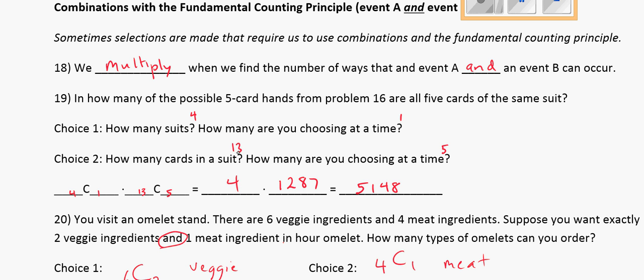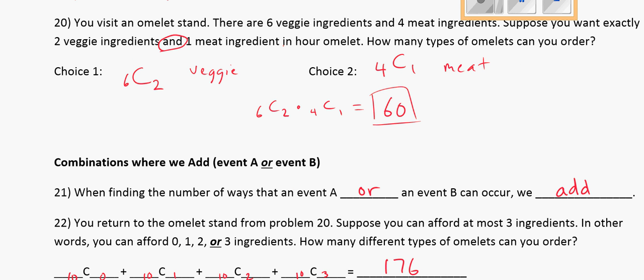How many cards are in a suit? Well, 13. And how many are you choosing at a time? 5 of those, because we're going to have a 5-card hand. So in the first choice, we have 4C1 possibilities. And for the second choice, we have 13C5 possibilities. When you calculate that out, that's 4 times 1,287 for a total of 5,148 possibilities. Let's try an example of this.